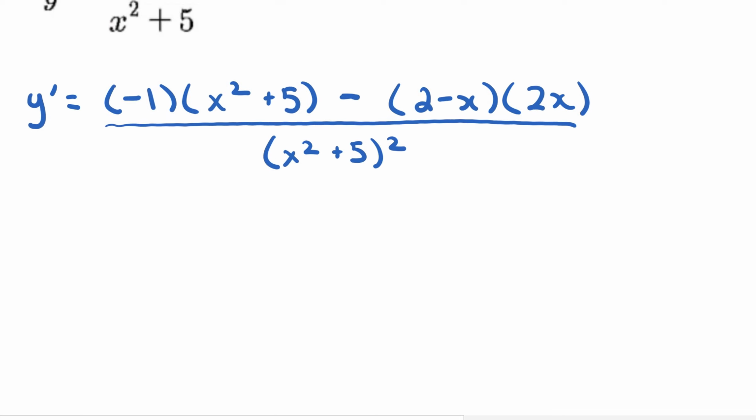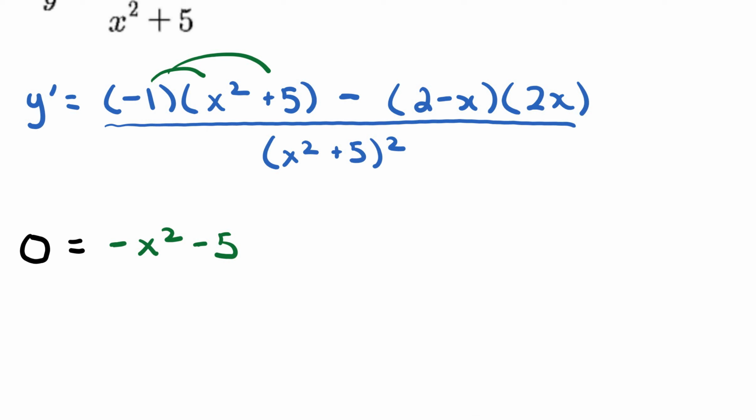And there you go. Okay, so for sure we're going to set the derivative equal to 0. And what we're going to do is just clean up the top here. So if I multiply that out, I get -x squared minus 5. Now the next part here, I'll try to do this part here in green first.